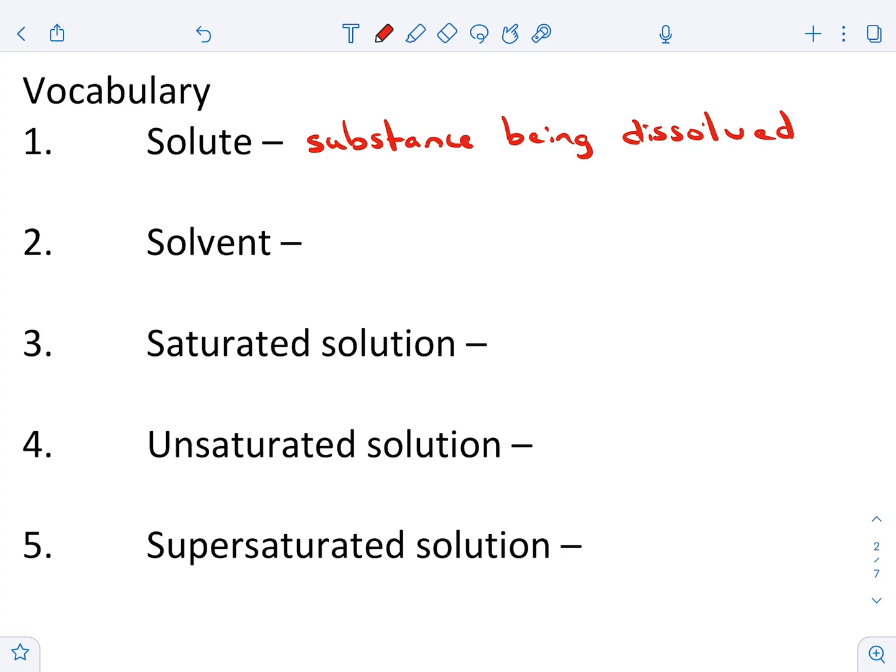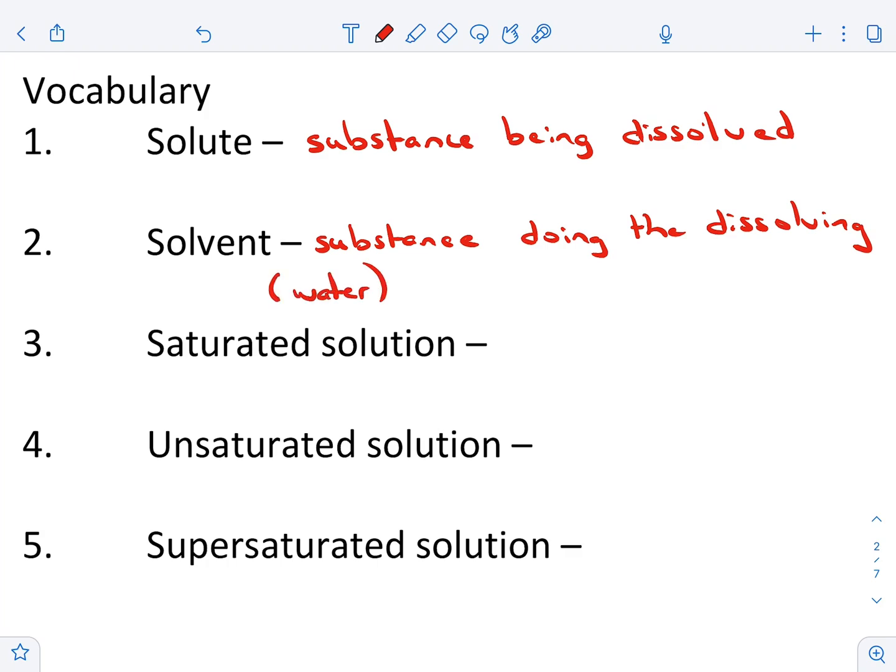All right, so then we have our solvent, and our solvent is the one doing the dissolving, all right? Substance doing the dissolving. And most of the time, this one is in higher concentration, most of the time, all right? And again, water is a big solvent. We use water as a solvent a lot because it dissolves a lot of different things.